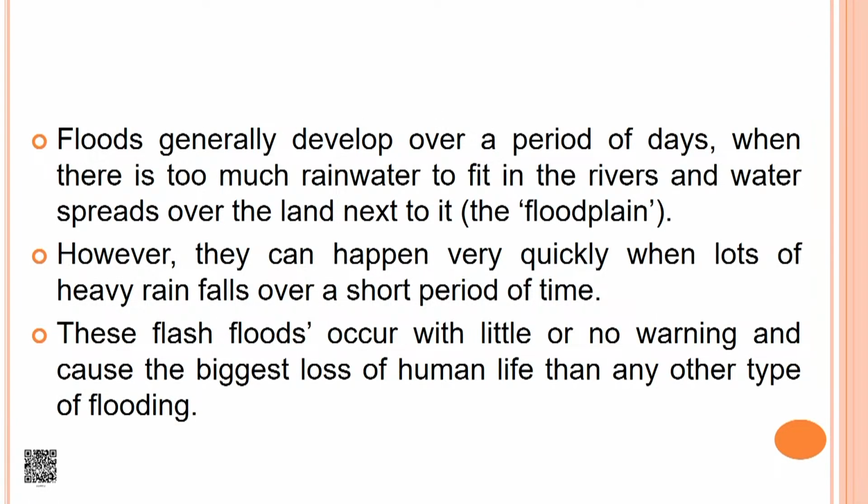In fact, floods have historically killed more people than any other form of natural disaster, and floods generally develop over a period of days. When there is too much water or rain, this water cannot fit in the river, and this water is spread over the land next to it, that is floodplain. However, they can happen very quickly when there are lots of heavy rains over a short period of time, and these flash floods occur with little or no warning and cause the biggest loss of human life of any type of flooding.